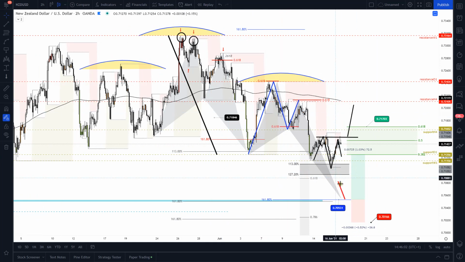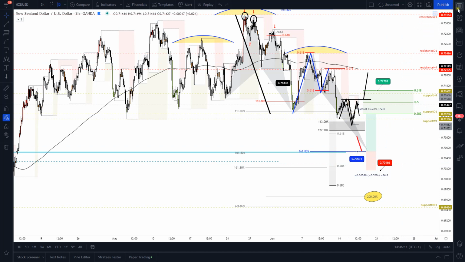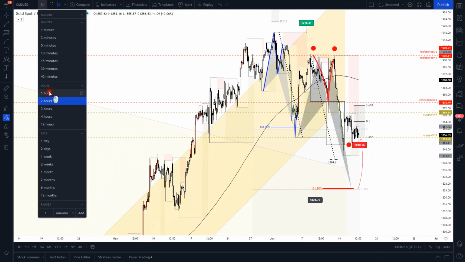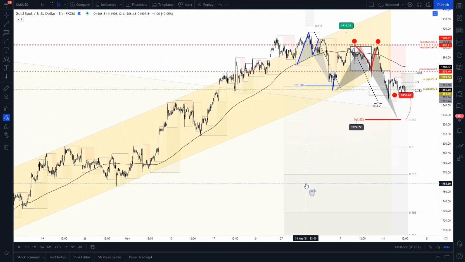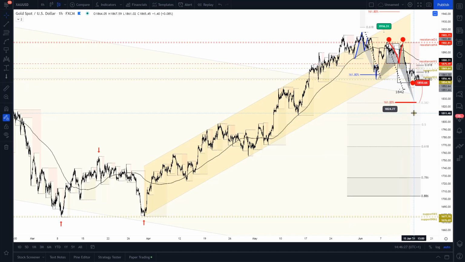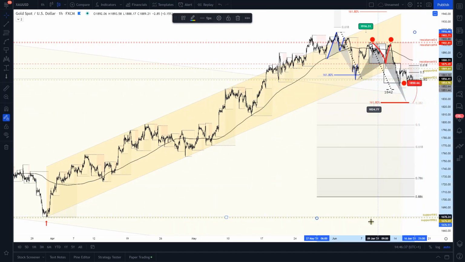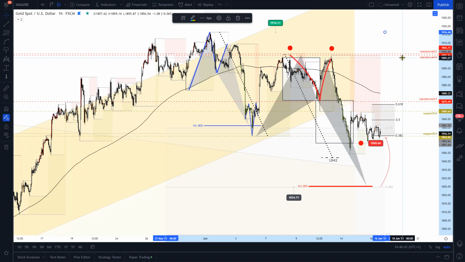So for the Kiwi, I will of course pay attention to the formation of the crab pattern below, projected at 70.53. And let's finish with gold. I shared this a couple of days before, projecting this eventual bullish crab pattern, and it's still possible to print it. If printed, it will converge with the major 38% Fibonacci retracement level.